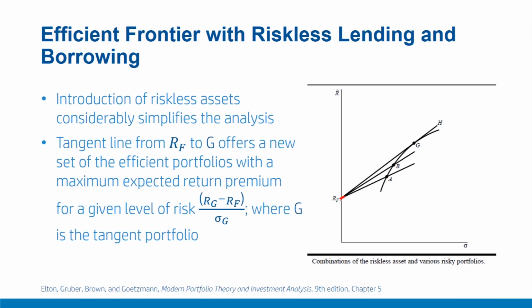Now here the intercept is RF. This risk-free rate becomes our intercept. And if you pick randomly any point A on this efficient frontier, then the slope of this line would be RA bar, which is my expected return on A, minus RF, upon sigma A, which is the standard deviation or risk of security A. This is often referred to as the Sharpe ratio also. RA bar is the expected return on security A and RF is the risk-free rate.